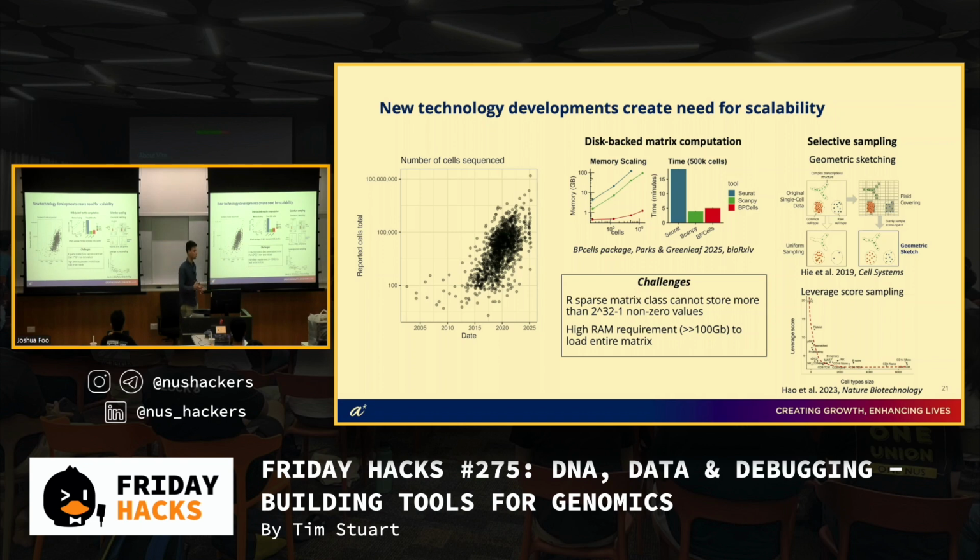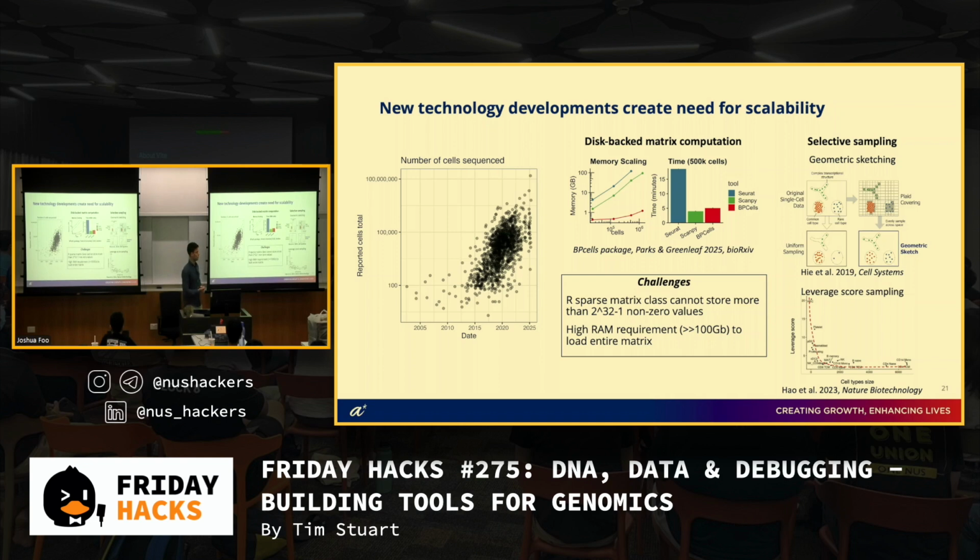Do you have a question? Why not back the data in the HDF5 file? Yeah, exactly. So a lot of what we're doing is working on how to do disk-backed computation. So HDF5, or there are other methods like this package BPCells, which is more customized for sparse matrices, where they have this bit-packed matrix format. And the idea is that most of the data lives on disk and then you read in small chunks at a time and operate on that. And that's much more scalable.